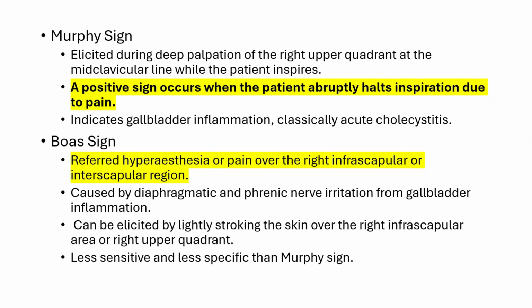Another finding that you can see is Boas sign, which is just hypersensitivity to pain, or just pain over the right infrascapular or interscapular region on the right side. And that's caused by a very sensitive phrenic nerve due to gallbladder inflammation.